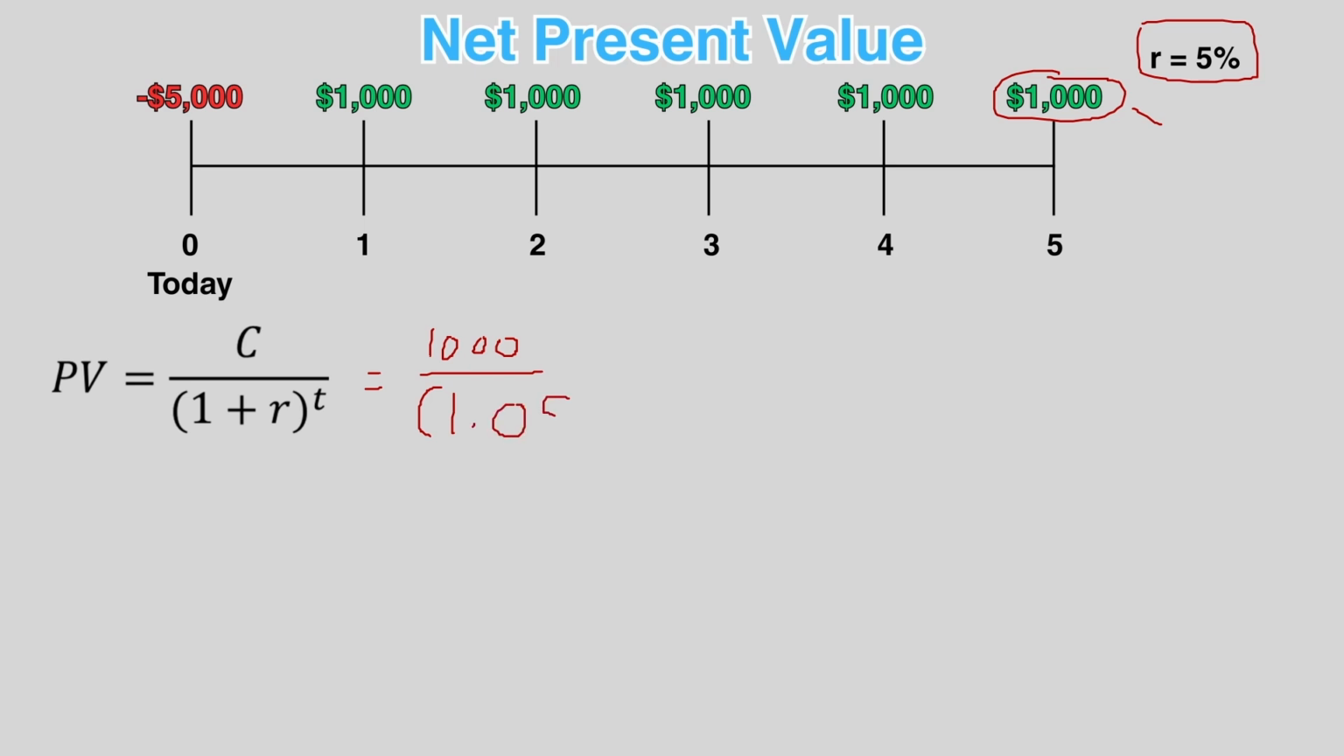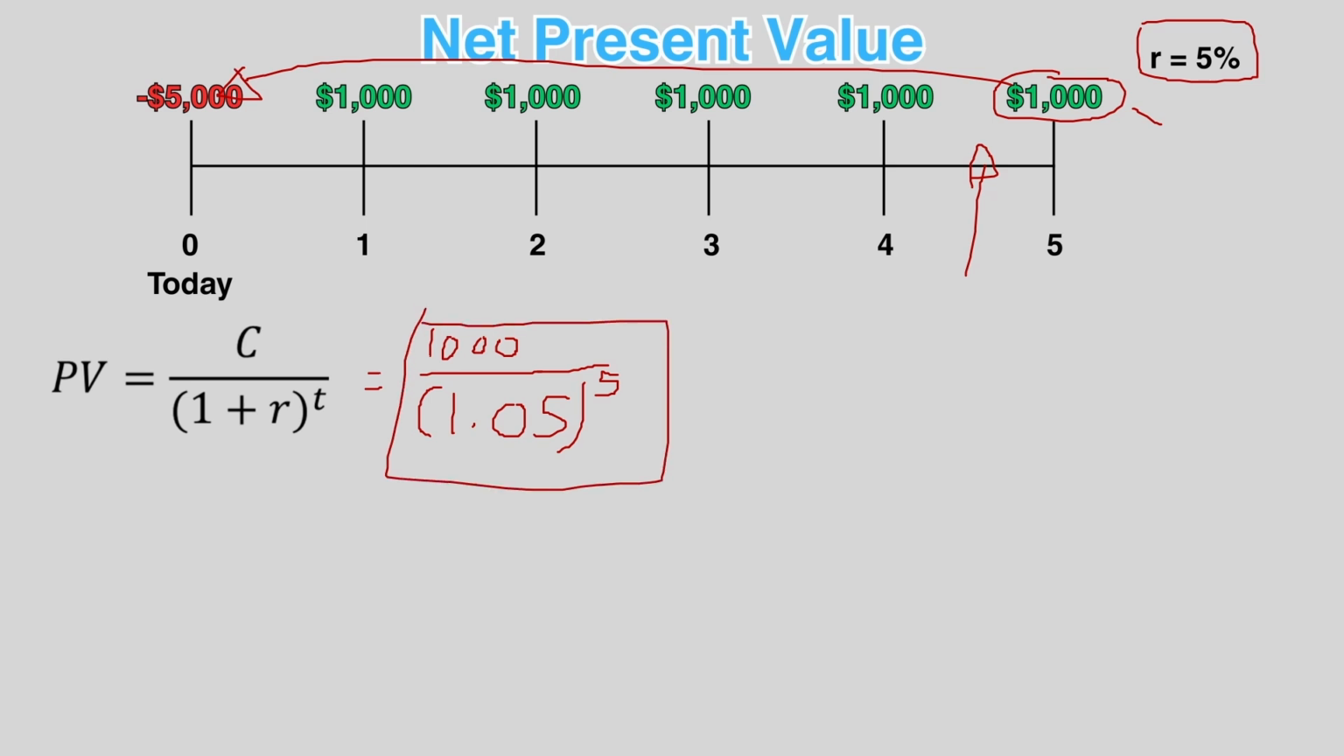So that's 1 plus R. And we're discounting this cash flow. Remember, we're doing it for this one right here. And so we're going to put it to the exponent 5. And that's how you discount basically a single cash flow. So we now have discounted that back to today. So whatever this is equal to, that is the present value of this $1,000.